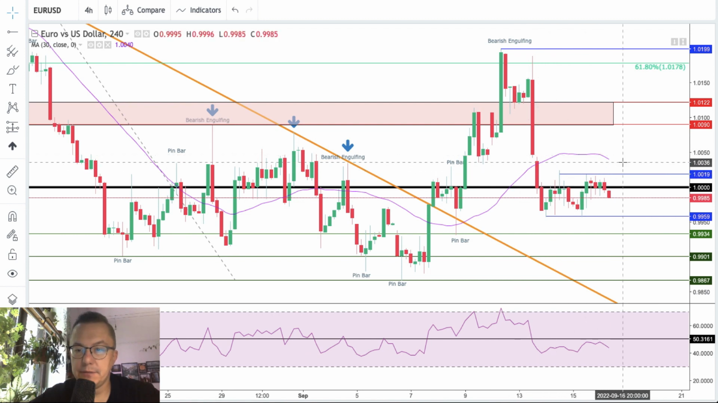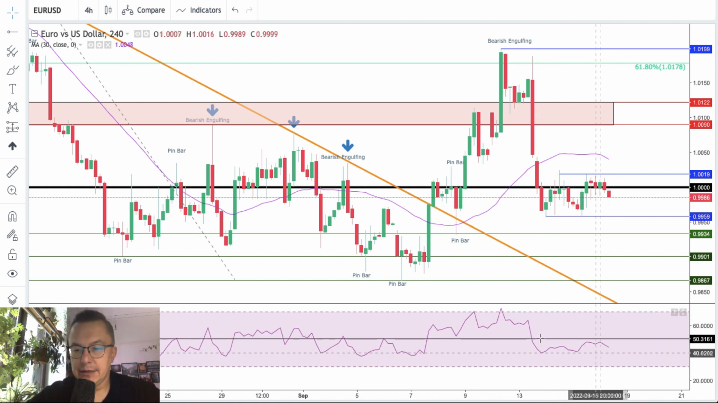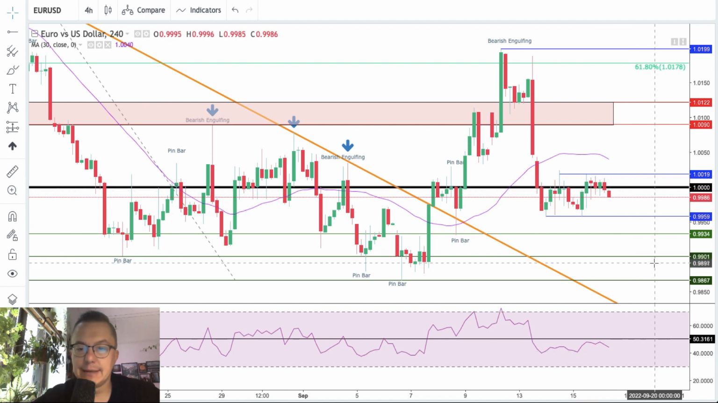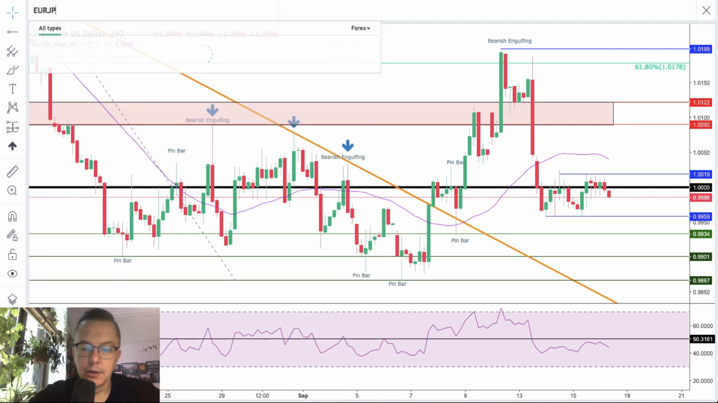We are below the 30-period moving average on the 4-hour chart, so right now we are waiting for some trigger. It looks like the weak, negative momentum will most likely trigger the continuation wave to the downside. Next technical support: 0.9934, 0.9901, and 0.9867, the last one being the lowest level in many years. So the outlook remains bearish on the euro to the dollar.